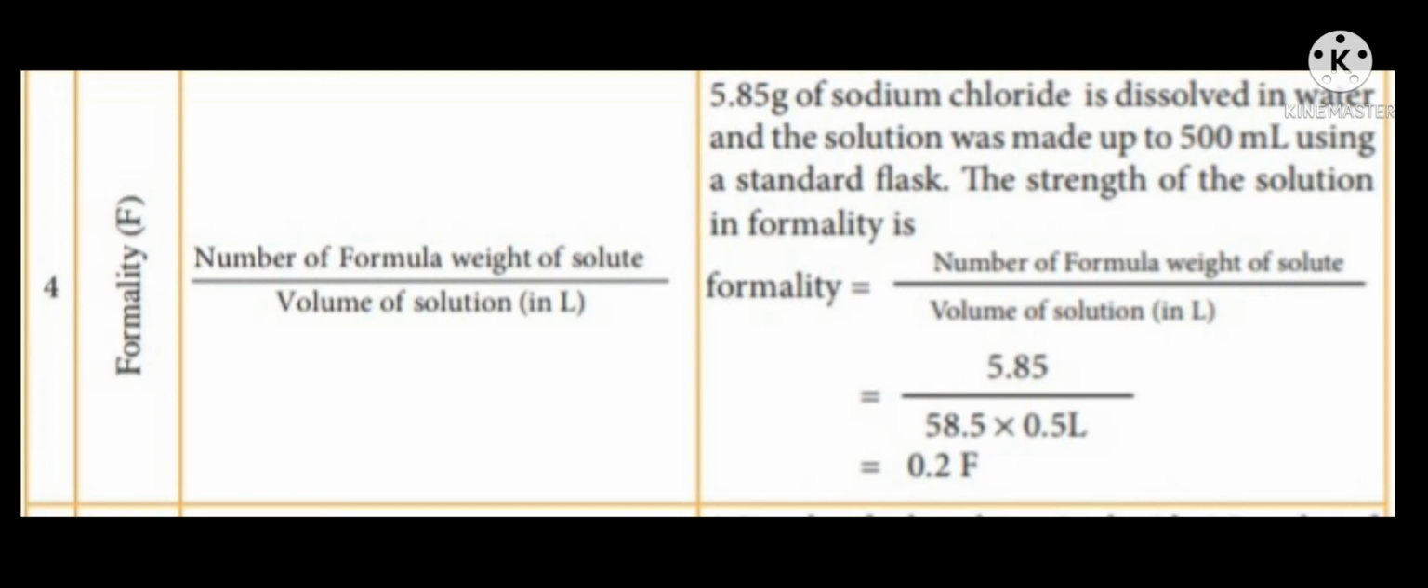The strength of the solution in formality is given by formality is equal to number of formula weight of solute divided by volume of solution in liter. Here the number of formula weight of solute is given by mass of solute divided by formula mass of solute. The values to be substituted here. 5.85 divided by 58.5 into 0.5 liter.